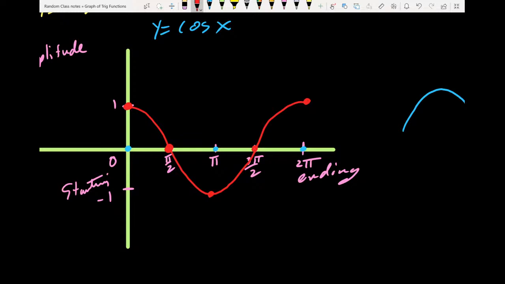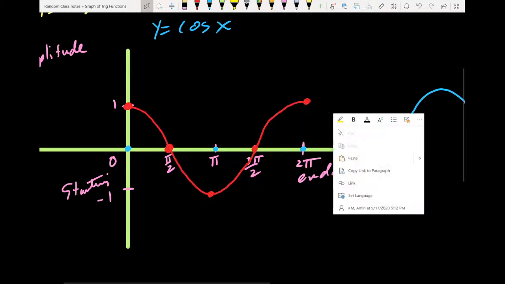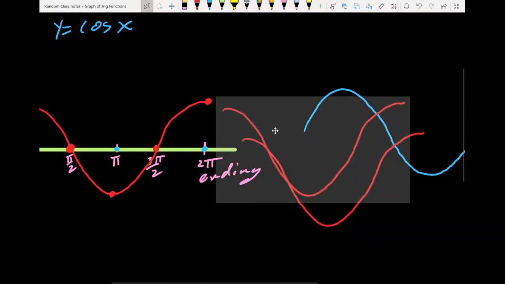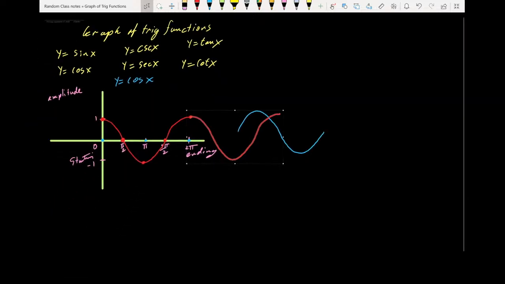This is what it looks like, right? And I could copy it. Again, it oscillates. Do you guys see it? How it's oscillating? Right? Do you guys remember this being the sine function? Do you guys remember that?